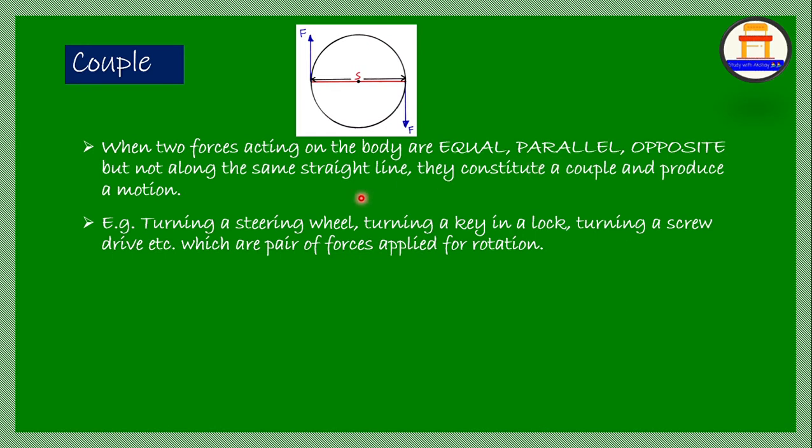An example is turning a steering wheel. We use both our hands to turn the steering wheel. When we use both hands, two forces act which are parallel to each other, opposite to each other, and both equal but not along the same straight line. Other examples: turning a key in a lock, where we turn and come back again in most locks and keys, turning a screwdriver, etc. These are pairs of forces applied for rotation, so a couple.